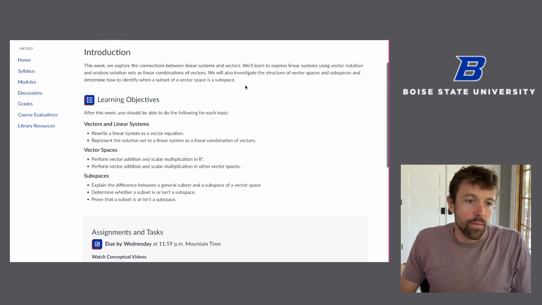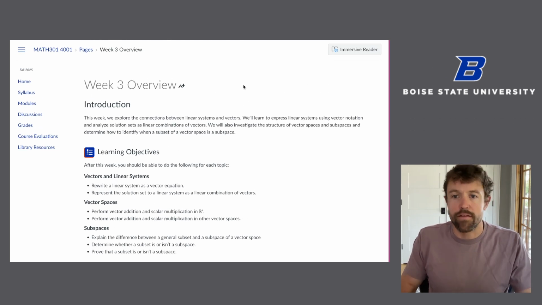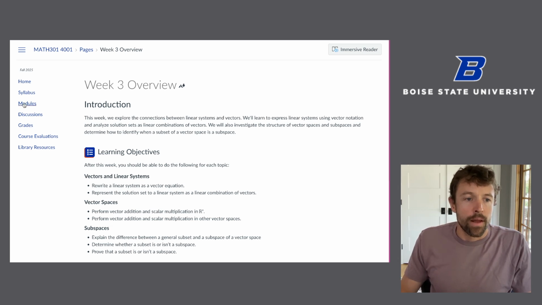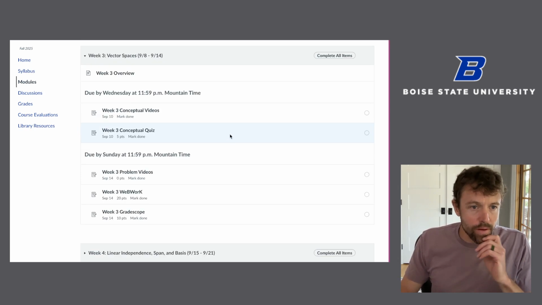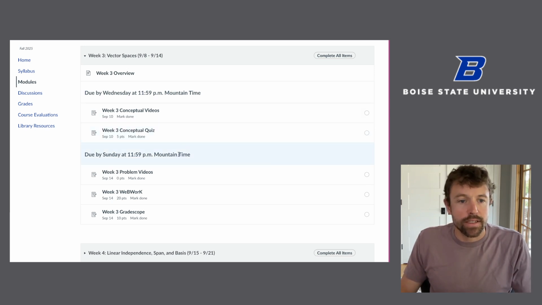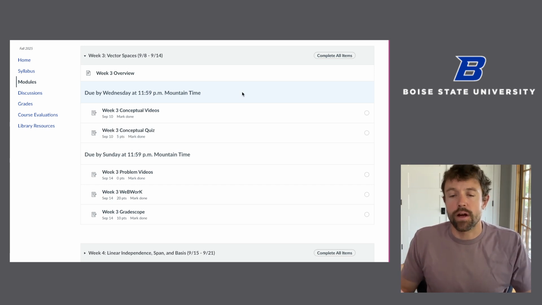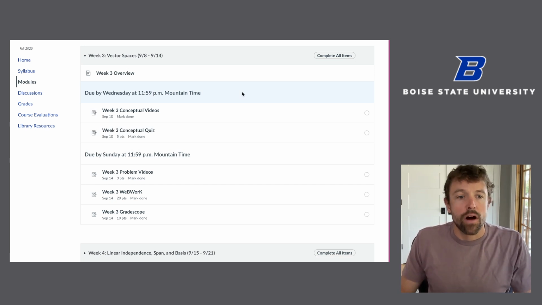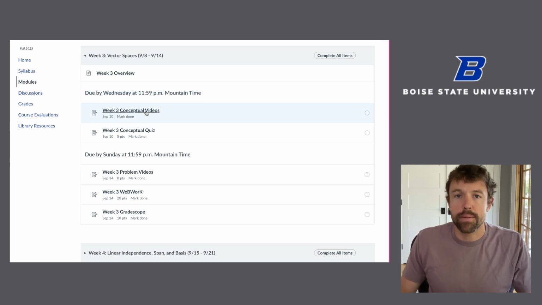So let's look at week 3, because week 3 is past the first few weeks where we have some orientation assignments and things are a bit different. So if I go to week 3, we can see that there are 2 due dates, Wednesday and Sunday. Generally speaking, each week we're covering some block of material. On Wednesday, you're going to be asked to watch some videos that are more conceptual. They try to give you a sense of what's going on.